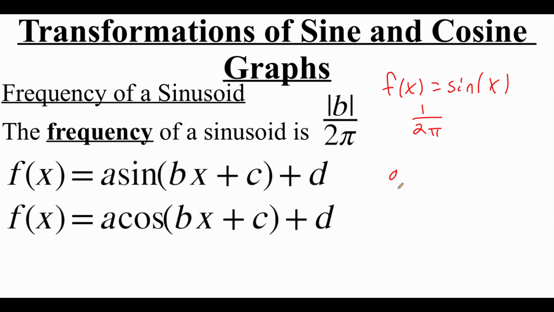Now if we looked at a function g of x equals the cosine of 2x, we would take the absolute value of b, so 2 over 2 pi. These 2's would cancel out, so I would get 1 over pi, and that just tells me that my graph completes one full cycle over a pi interval. So it's very much related to the period of our function.